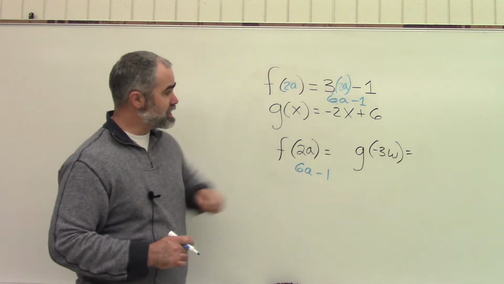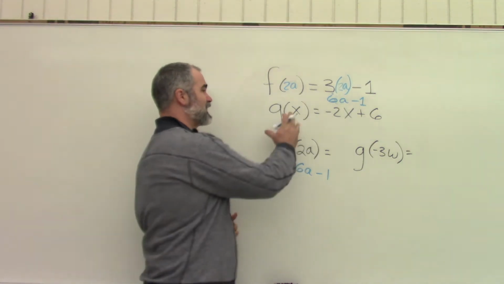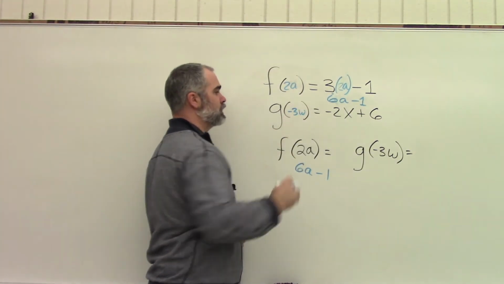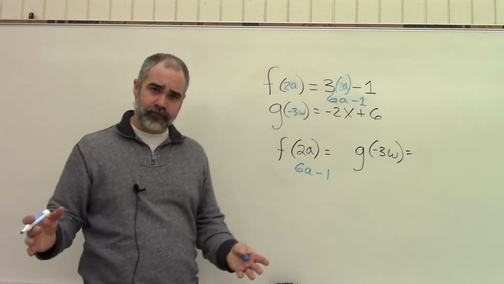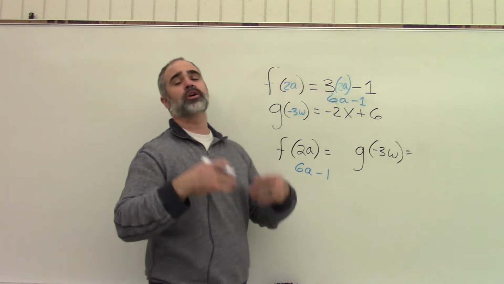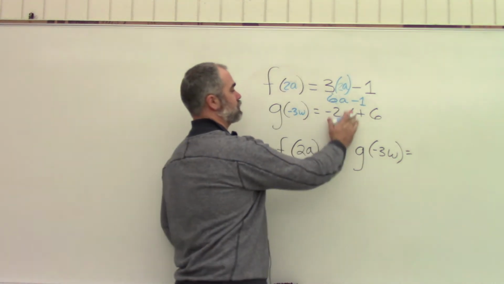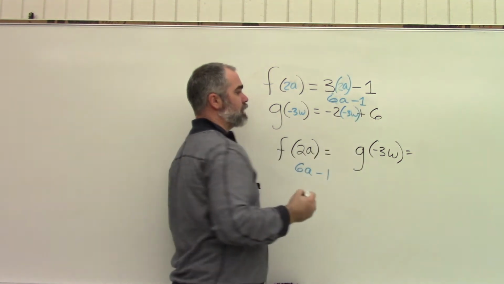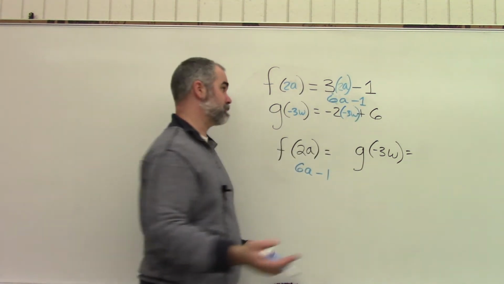With g of negative 3w, again, same thing. I'm replacing the x with a negative 3w. So that means every x in my function is going to be replaced with a negative 3w. And again, I put it in parentheses, really important there. And now I'm going to see if I can simplify this a little bit.